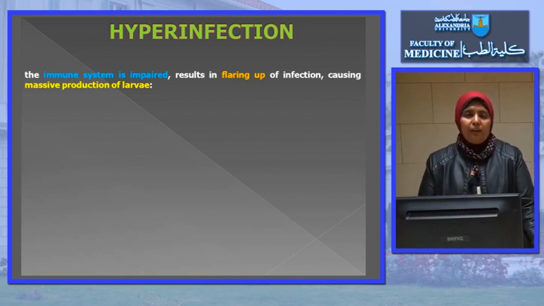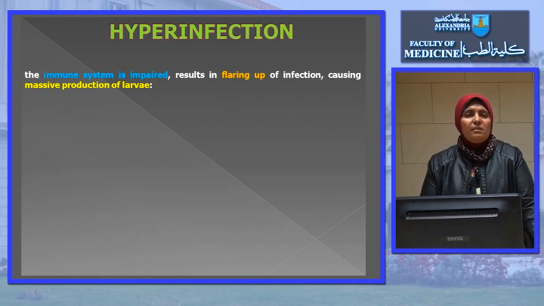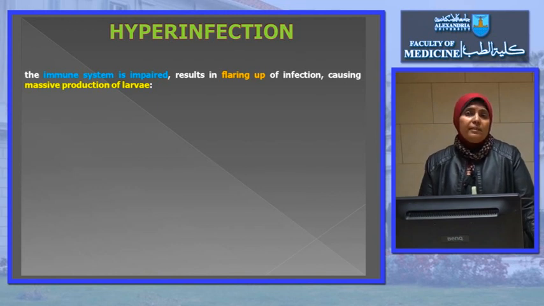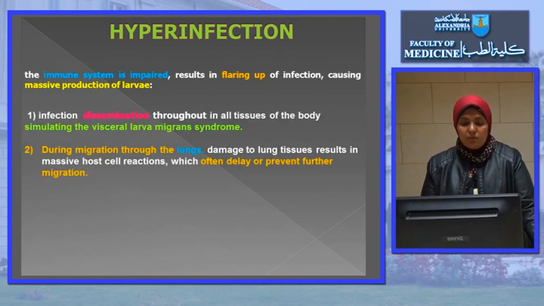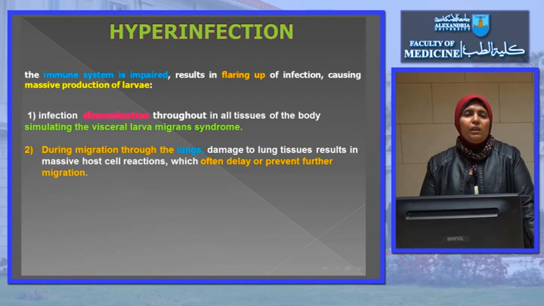Upon speaking about hyperinfection, which we said is a form of auto-infection in immunosuppressed personnel, in which the immune system is impaired in these patients, so the infection is flared up. Huge or massive numbers of larvae are being produced all the time, and these massive numbers will disseminate. They will not follow the normal pathway. They will not go from the circulation to the lungs and back to the intestine. No, this augmented severe state will not be under control. The immune system is not controlling the normal pathway.